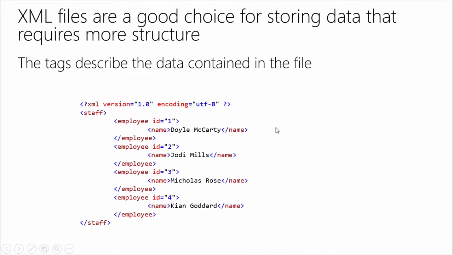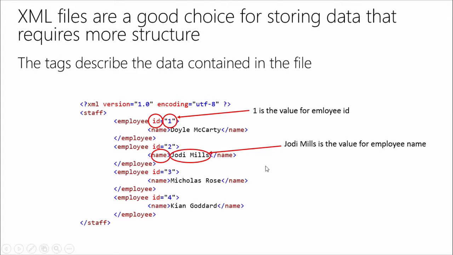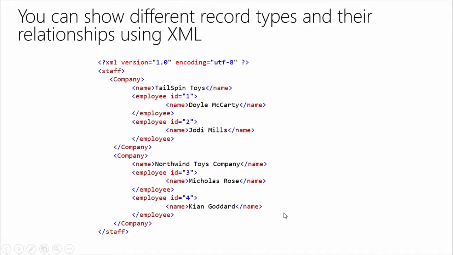If I'd handed you that file and said, what do you think this is? You probably would have figured out it's a list of employees, and that's their IDs and names. So it's also very self-describing, and that's another nice thing about XML. Those tags describe the data inside the file. So we can see those different names and IDs.